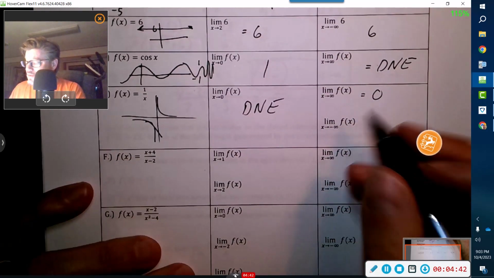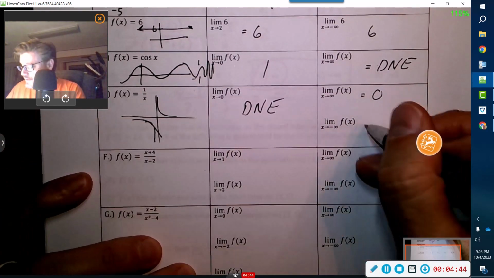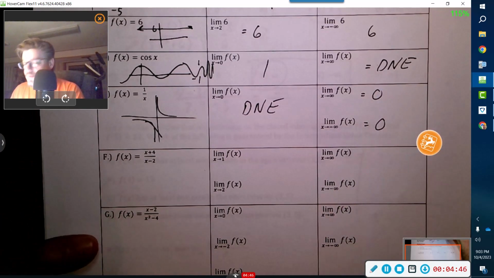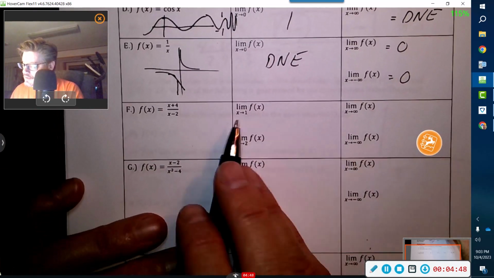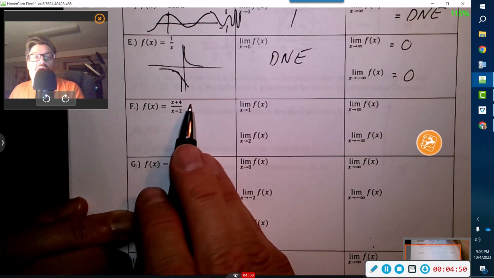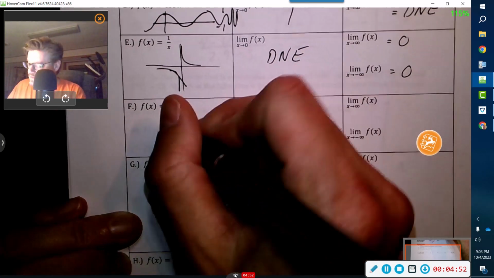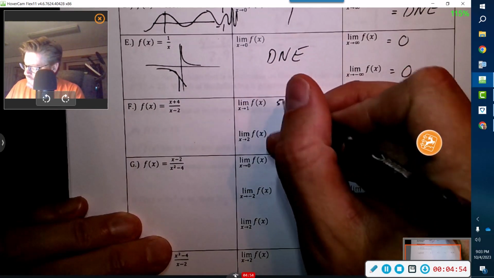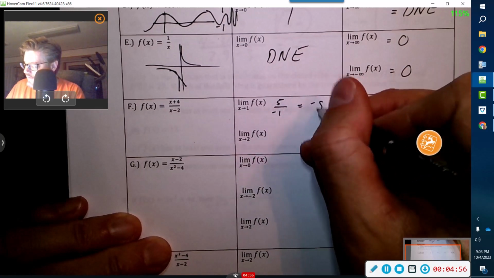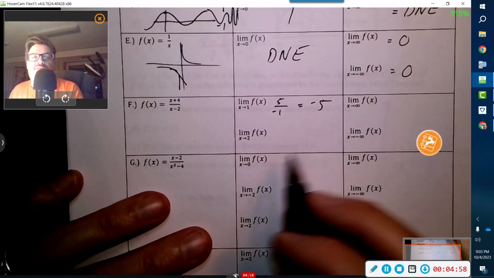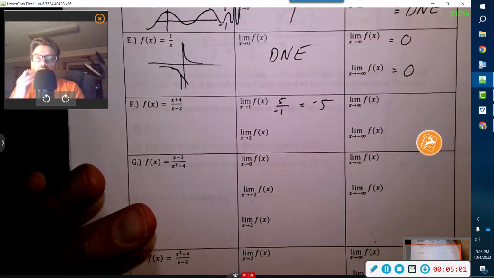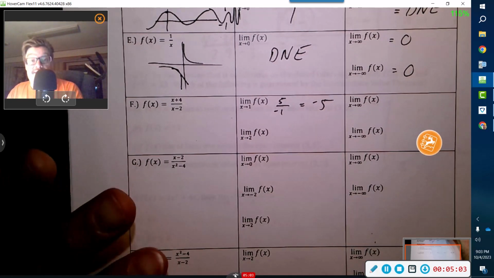And then also, if we're going to negative infinity, also the same thing, so that would be 0 as well. All right, so it looks like we're going to +1 here. Oh, that's easy, right? You just plug that in. So that'd be a 5 over -1. That's -5. Okay, if we're going to 2 here, though, nope. Looks like that's a general limit.